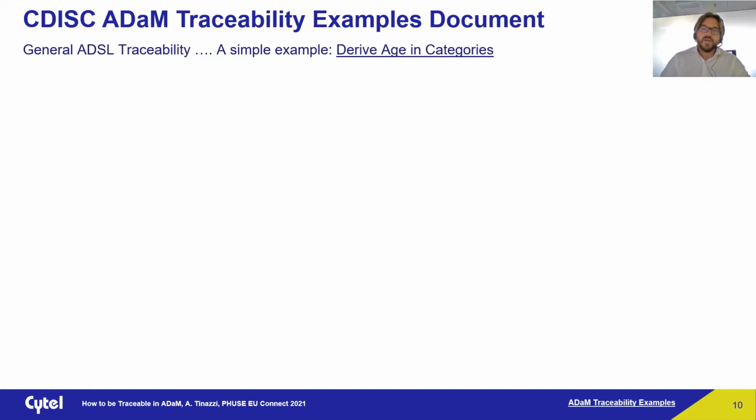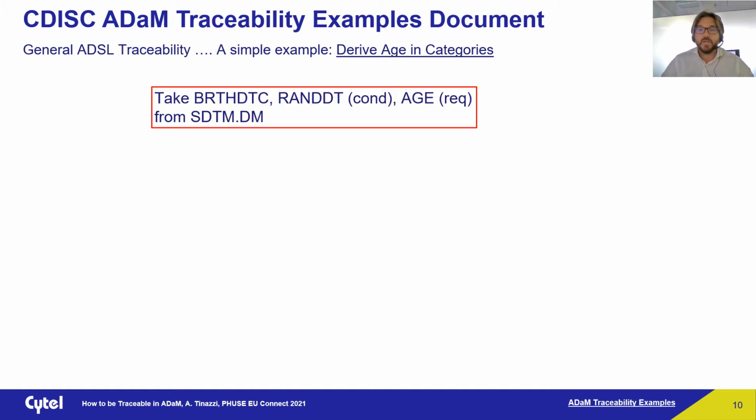I just want now to provide two examples, one pretty simple and one a bit more complex. The first one is for general ADSL traceability. So let's assume in this example we want to derive in ADSL, because we need it in our demographic table, the age category as per the derivation detailed in the statistical analysis plan. I would need to get from the SDTM dataset the date of birth, the randomization date, and the age.